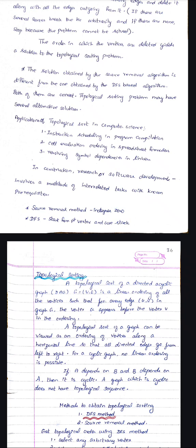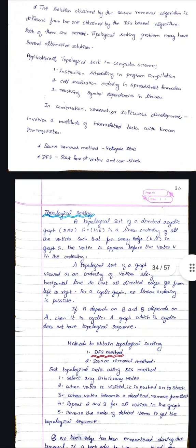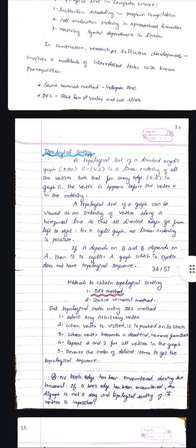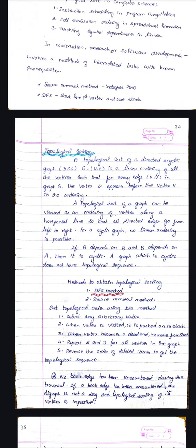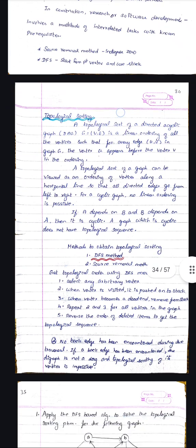Instruction scheduling in program compilation, cell evaluation ordering in spreadsheet formulas, resolving symbol dependencies in linkers. In construction, research and software development involve a multitude of interrelated tasks with known prerequisites. Methods: source removal method, that is in-degree 0, and DFS, which uses the first vertex and a stack.